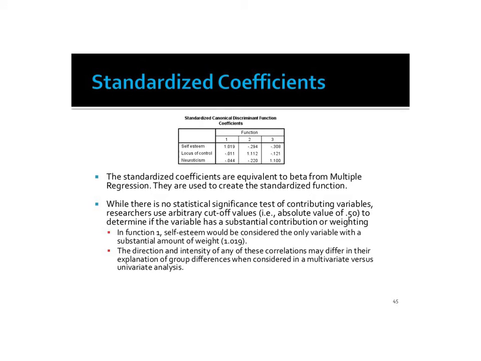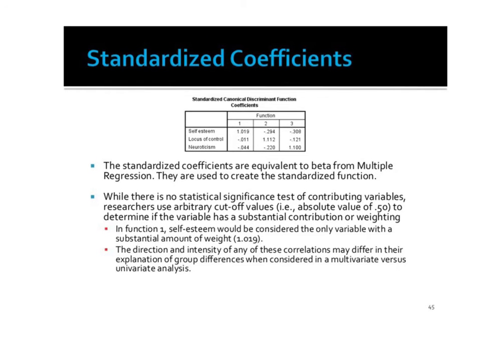Standardized coefficients are equivalent to beta from multiple regression. They are used to create a standardized function. So these are the most useful statistics that we're going to get in terms of coefficients. While there is no statistical significance test for contributing variables, what we use is an arbitrary cutoff, typically around 0.50. It's often called arbitrary, but it doesn't actually seem arbitrary because 0.50 is a decent moderate correlation to determine if your variable has a substantial contribution or weighting.